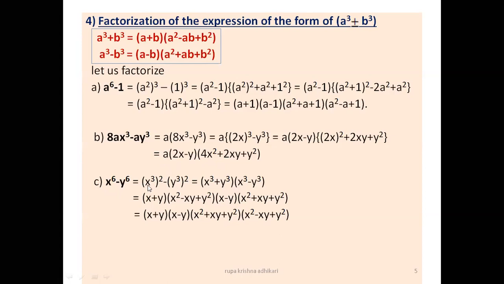You can also convert it to the form a cube minus b cube by taking square inside. So x cube whole square minus y cube whole square. The same expression can be written as x square whole cube minus y square whole cube, which is equal to, as I have taken here a square minus b square form, a plus b into a minus b, that is x cube plus y cube into x cube minus y cube.